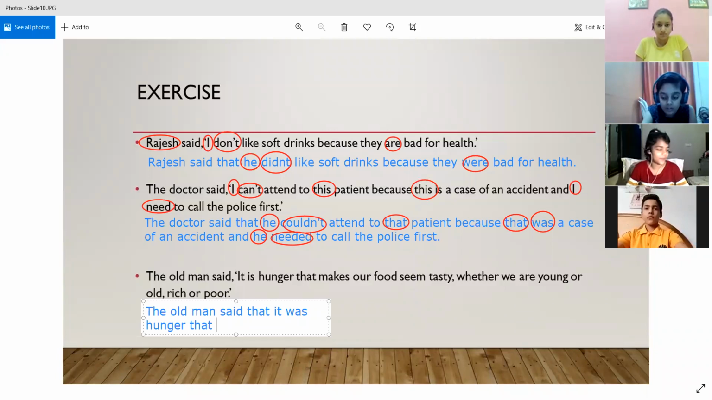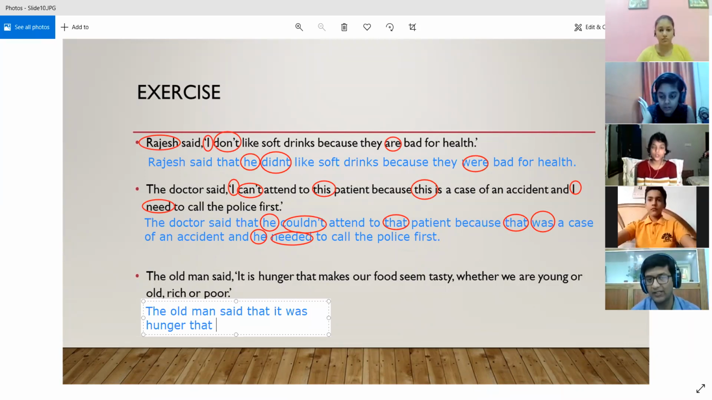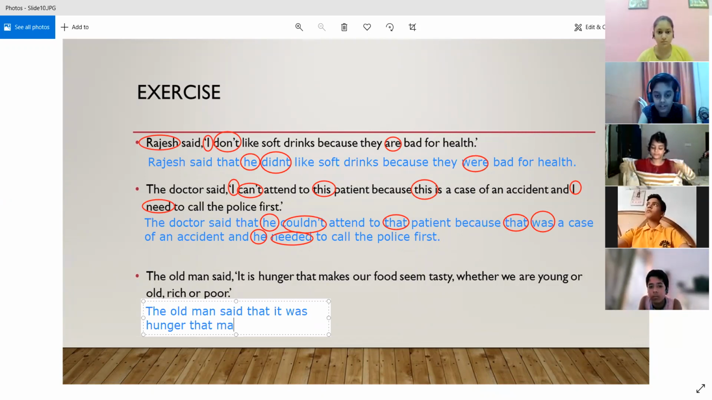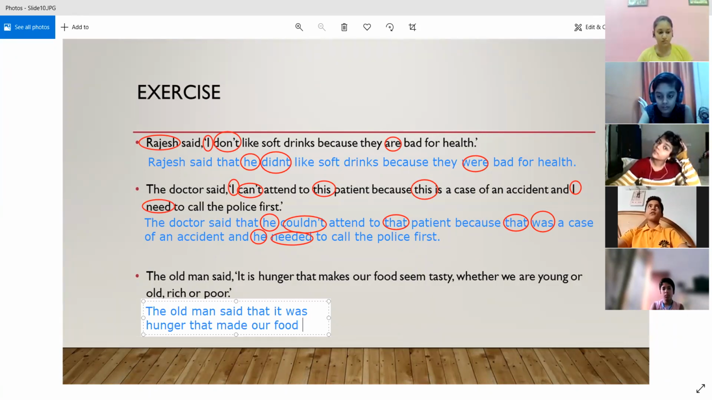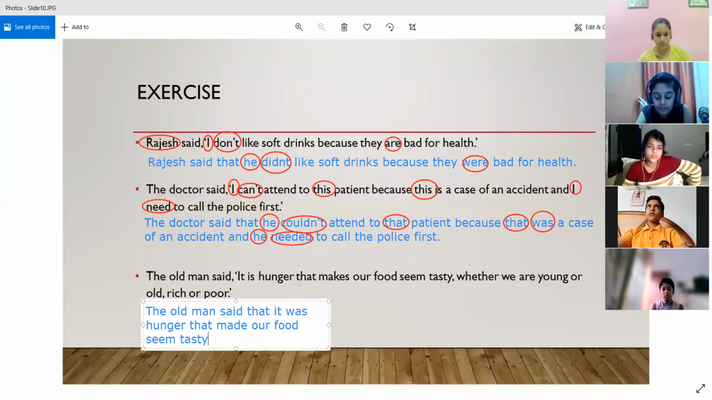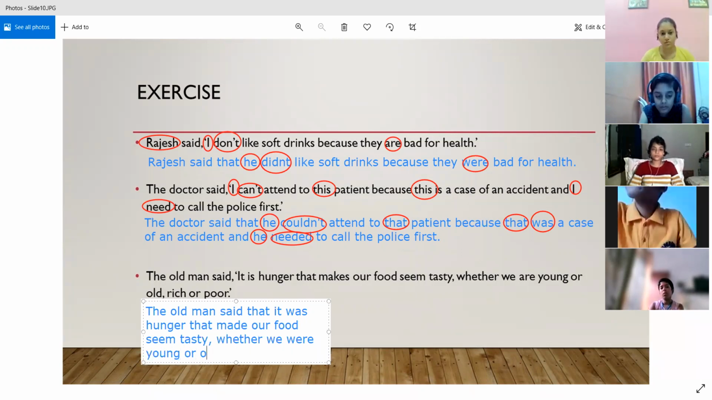Okay, so should makes be changed? Should makes be changed, Aryan? What tense is makes? That made our food. Yes, it will change into simple past. That made our food seem tasty. Then our food seemed tasty. Then? Whether we were young or old, rich or poor. Yes. So are is changing into were. So whether we were young or old, rich or poor.